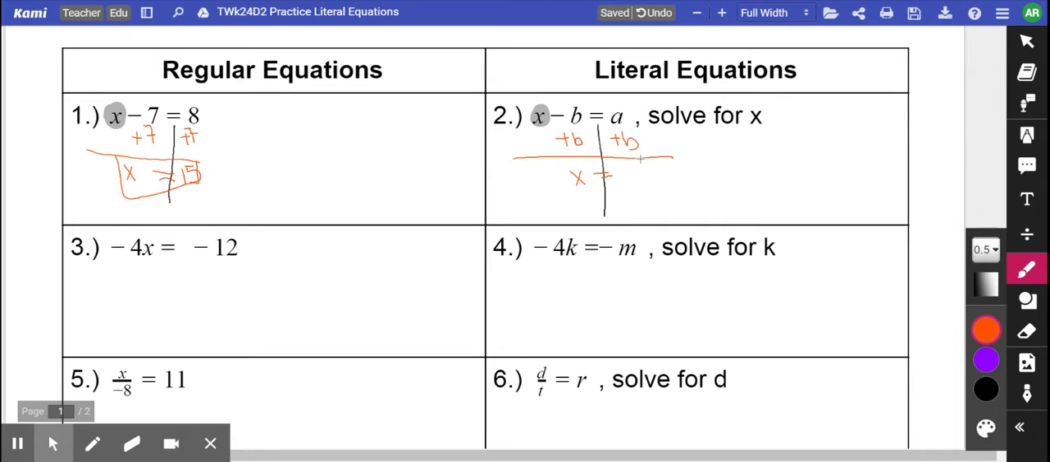Write it how you say it, a plus b. A plus b. A lot of students I've seen have done a over plus b. I don't know where you get this division sign because we didn't divide. If there's no fraction bar, don't add a fraction bar.